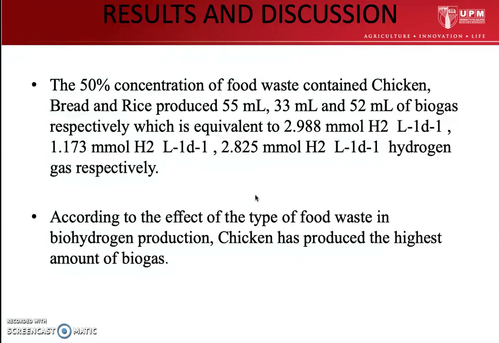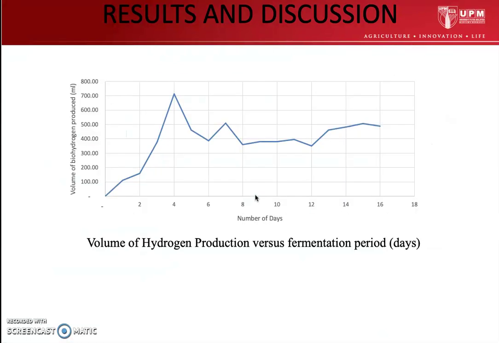The 50% concentration of food waste containing chicken, rice, and bread produced 55 ml, 33 ml, and 52 ml of biogas respectively, which is equivalent to 2.988, 1.173, and 2.825. So according to the effect of the type of food waste on biohydrogen production, chicken produced the highest amount of biogas.